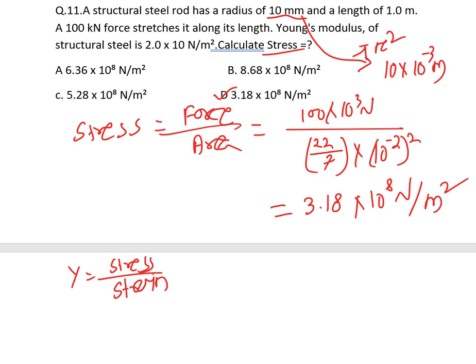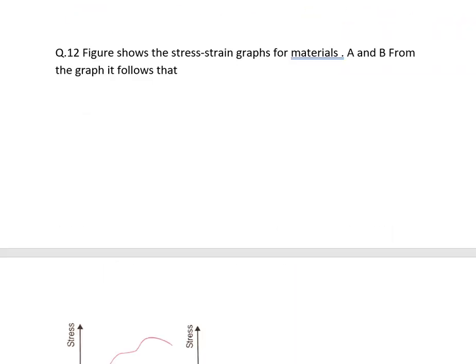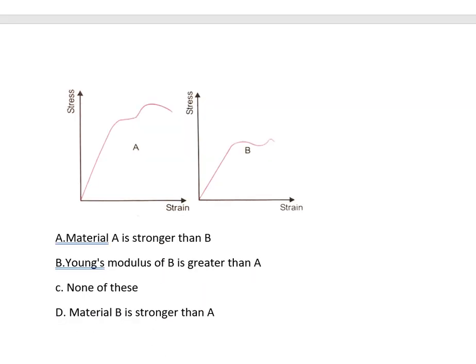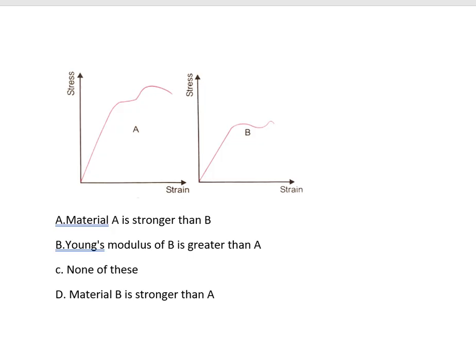So next question, question number 12, showing the figure of the stress strain graph of materials A and B. This one is the figure. The question is asking, on the basis of this, which one is stronger? From the graph, if you see both graphs, stress of material A is more than B. You can clearly see its stress is much higher. So stress of A is greater than stress of B.